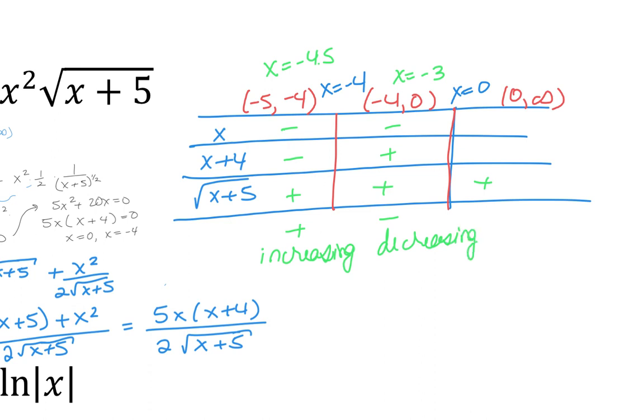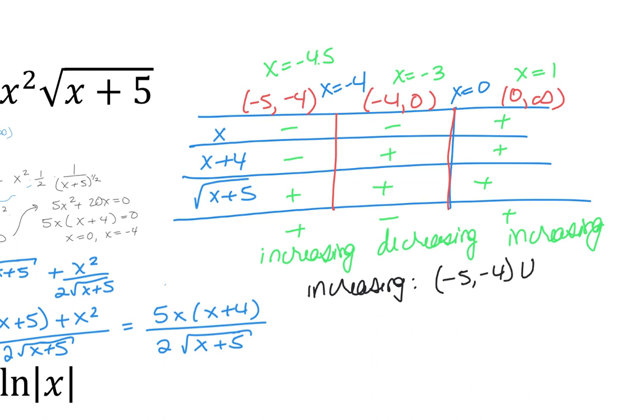And then let's just choose something over here. Let's just choose x is equal to 1. Positive, positive, positive, positive, increasing. So our intervals of increasing and decreasing: increasing is between, I'm not going to worry about the endpoint of -5, so -5 to -4, union between 0 and infinity, and decreasing in the interval between -4 and 0.